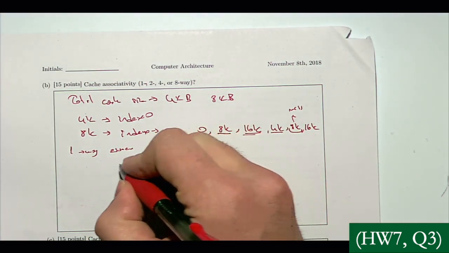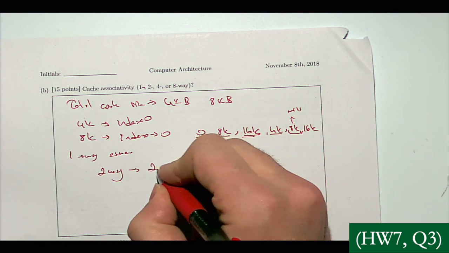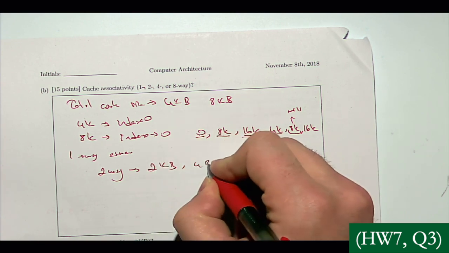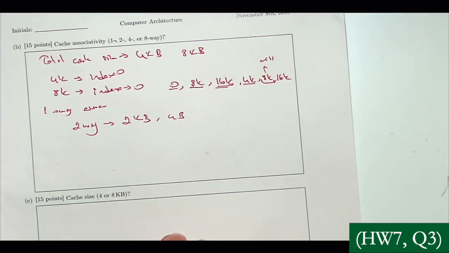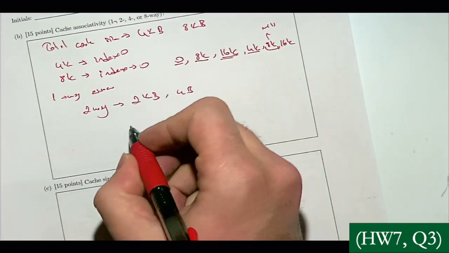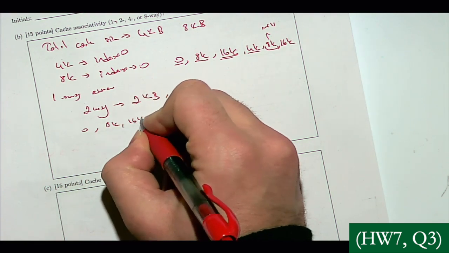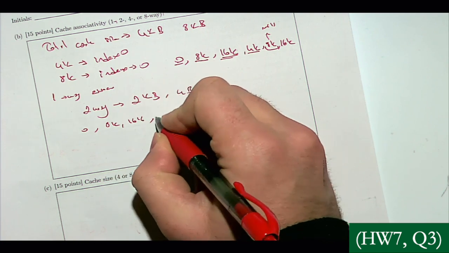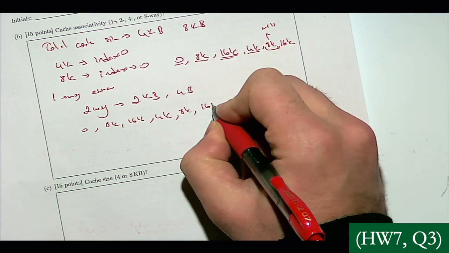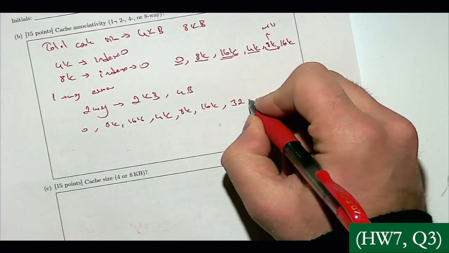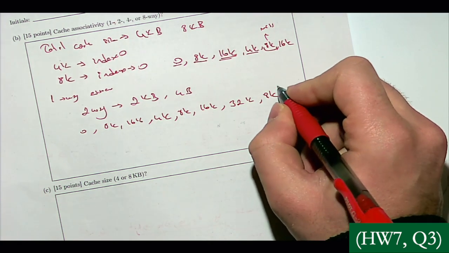So let's imagine two-way. Then the ways are either 2 kilobytes or 4 kilobytes, right? So I'm going to consider all the accesses on the multiples of 2 kilobytes here. Again, I'm going to do the same thing that I did here. So the multiples are the same: 0, 8K, 16K, 4K, 8K, 16, I think I need to write more, 32K, and 8K, I guess. Yeah.